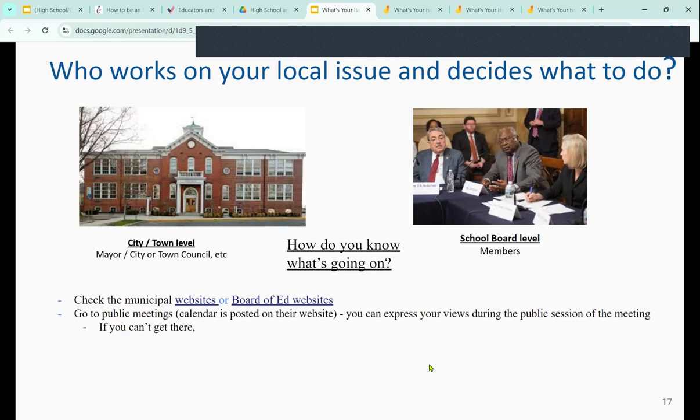Now, they also need to know that if they can't get there to see what's going on in person, most meetings are virtual now. Yeah. And if they can't see it virtually, there are always minutes that they can read afterwards. And this is something that I think is pretty important.